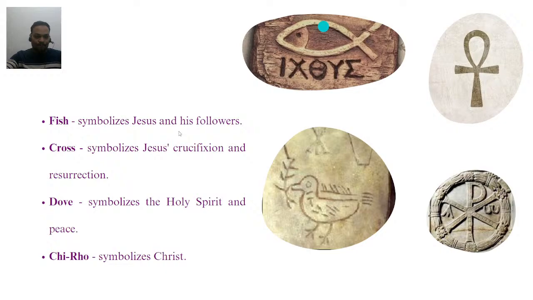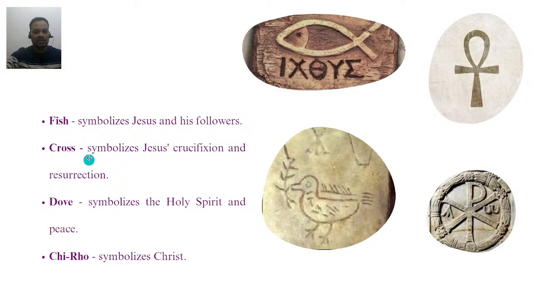Coming to the next symbol, the cross. Now this cross was something like this with the loop in the upper side. So this is also one of the early Christian art related symbols, as you can see here on the right hand side. And what was the significance of this cross? This cross symbolizes Jesus' crucifixion and resurrection, which is equivalent to the rebirth of Jesus Christ.